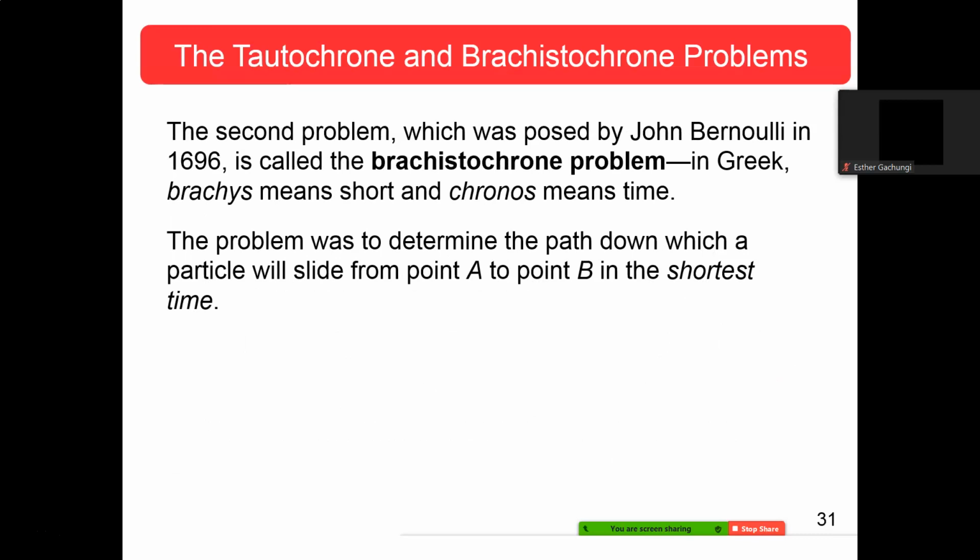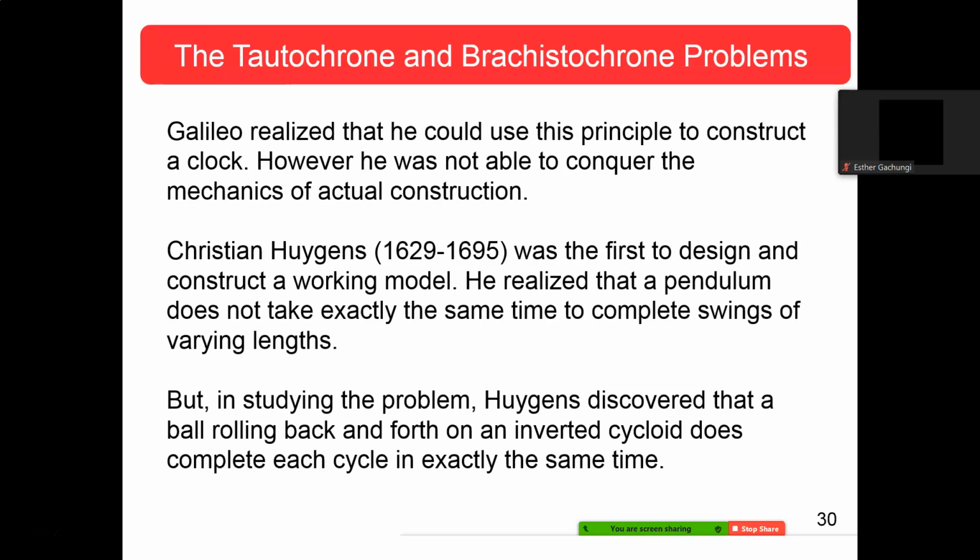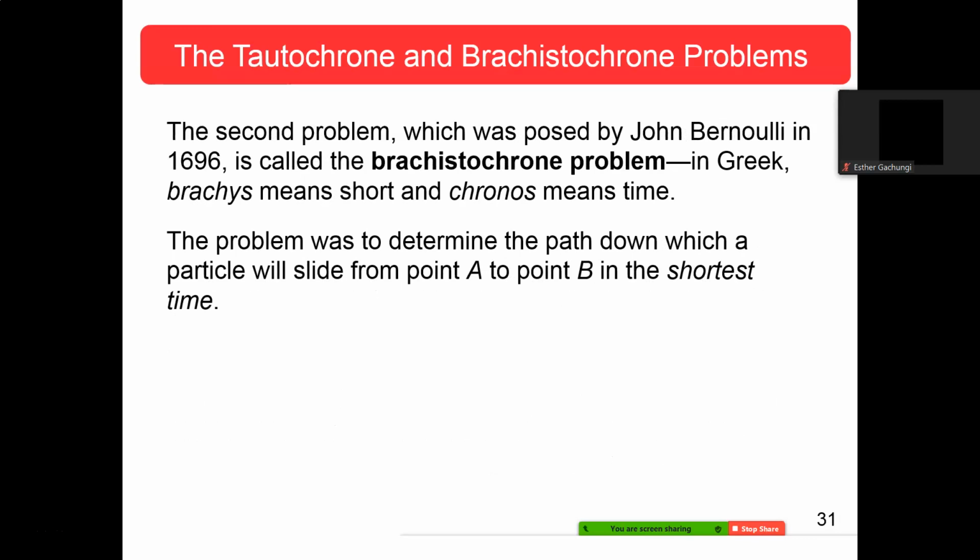The second problem was posed by John Bernoulli, and if you take a look at him, he looks like he wasn't the most pleasant of characters. His picture's in the book there. In 1696, so you see this was the year after Huygens died, in fact. It's called the brachistochrone problem. In Greek, brachis means short, chronos means time. The problem was to determine the path down which a particle will slide from point A to point B in the shortest time. Now that's sliding rather than rolling.